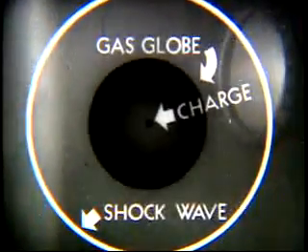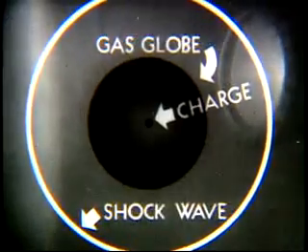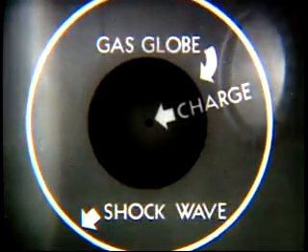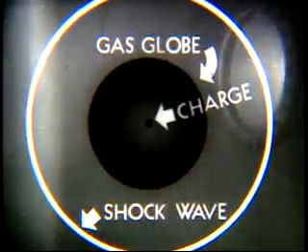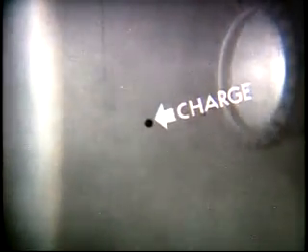This diagram shows the action of a small-scale underwater explosion. At the instant of detonation, an enormous initial pressure, estimated to be in the order of 100,000 atmospheres, is produced. This pressure dispatches a shock wave and imparts a large momentum to the water. Because of the large momentum, a gas globe, produced by products of the explosion, expands radially outward.